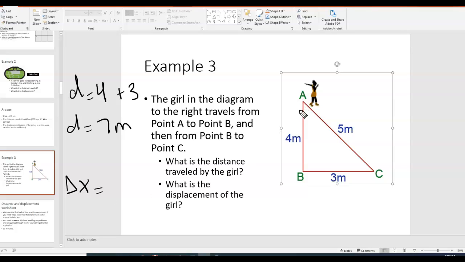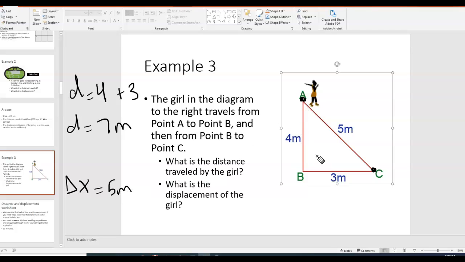Remember, what matters for displacement? The starting point, which is A, the ending point, which is C, and nothing else. Okay. In other words, for displacement, the path you take to get there doesn't matter. Okay. If you look at the difference between her start point at A and her end point at C, that is a displacement of 5 meters.